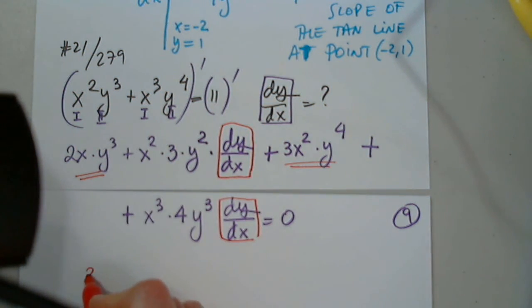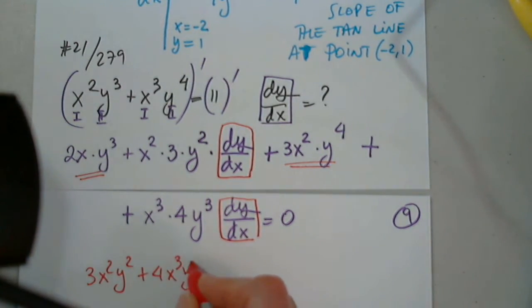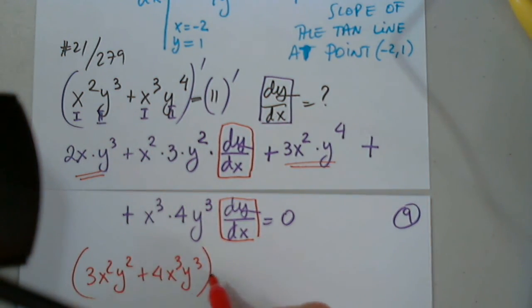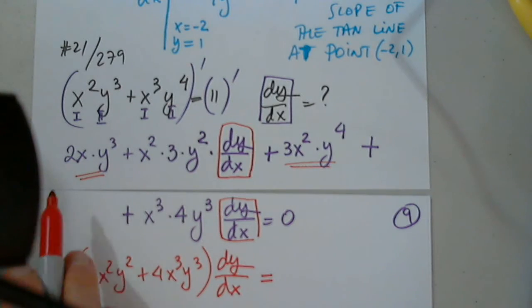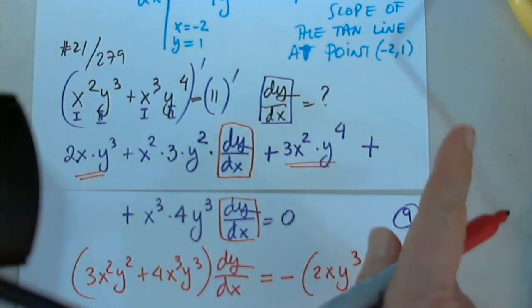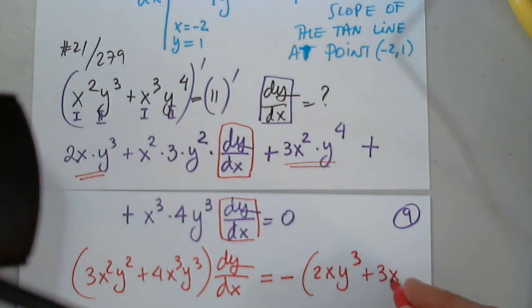So the first term will be 3x squared y squared. The next term will be positive 4x cubed y cubed. These two have the same common factor. I will take it out. This will go to the other side with minus in front. And this will go to the other side. It will also be negative.